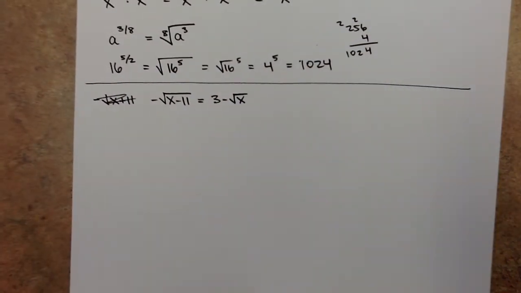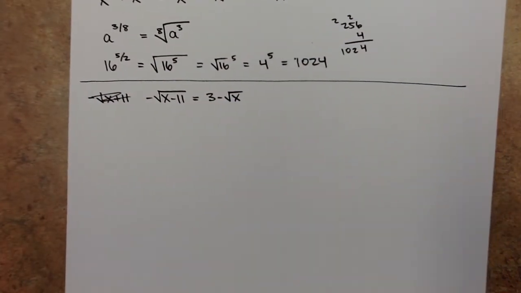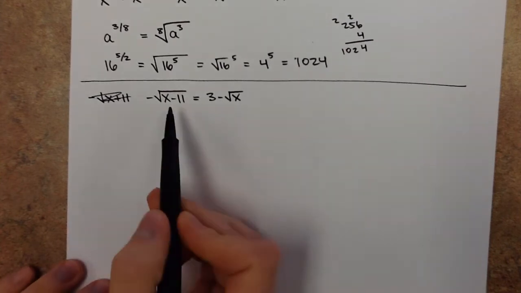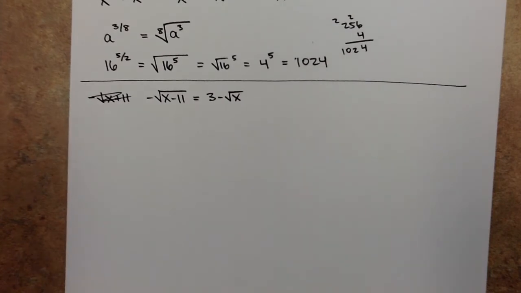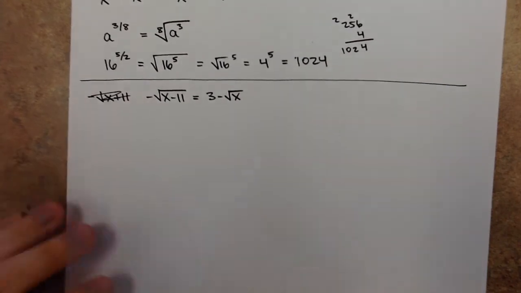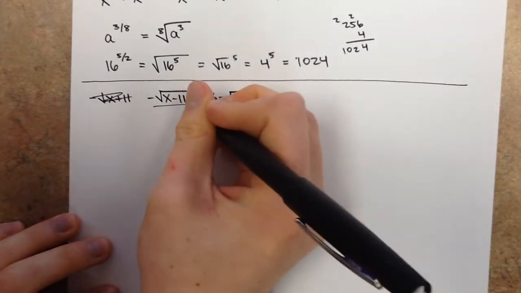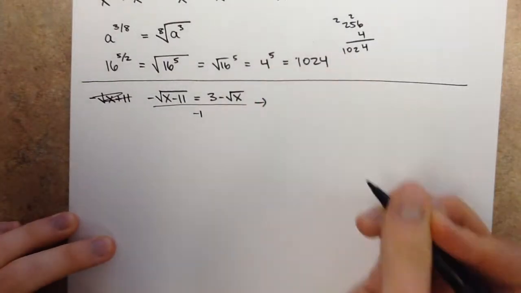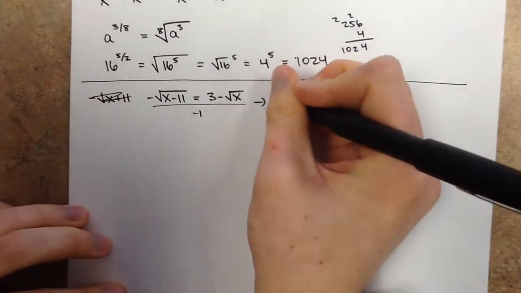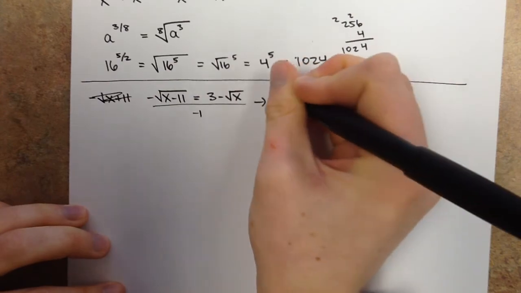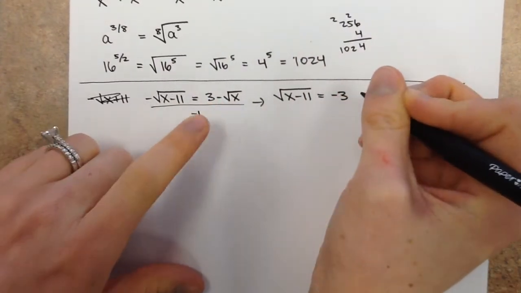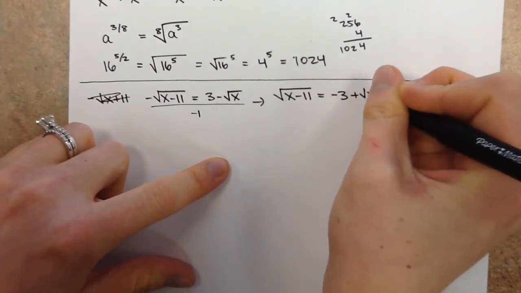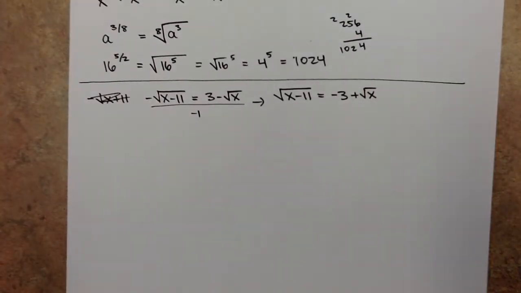Okay, so our first rule that we've been following is isolate the radical. However, there are two radicals, one on each side. So the best thing you can do is isolate one of them. So this one, to get rid of the negative, divide every single bit of these by -1. So negative divided by a negative leaves me with a positive, root x minus 11, equals, and then this becomes a -3, and this becomes a positive root x. All right, so that'll make things just a little bit easier.